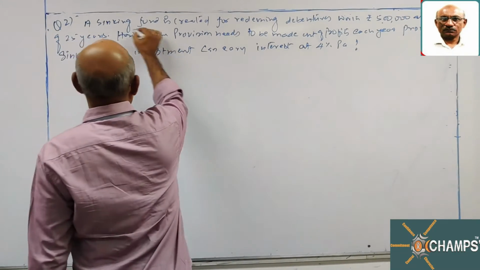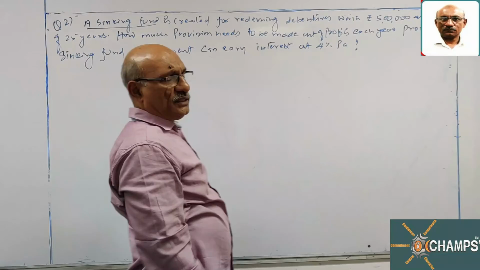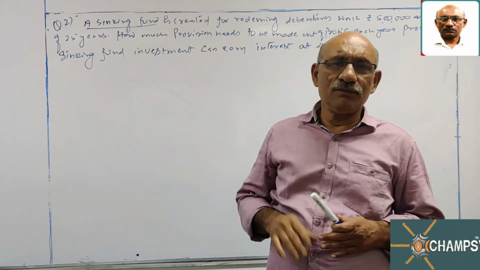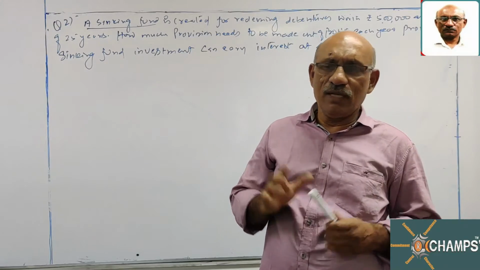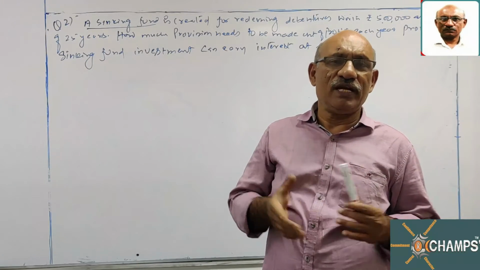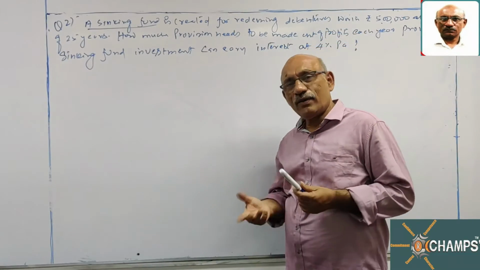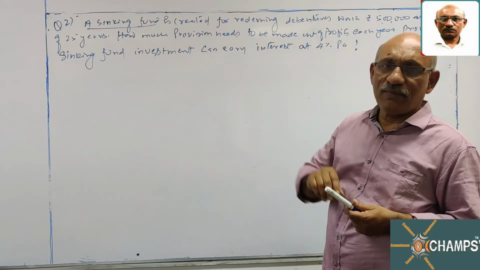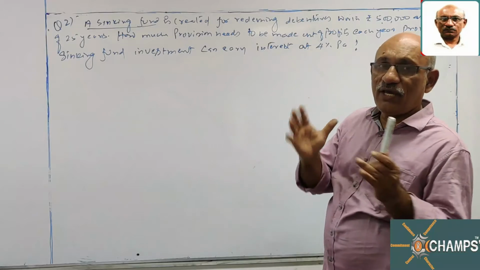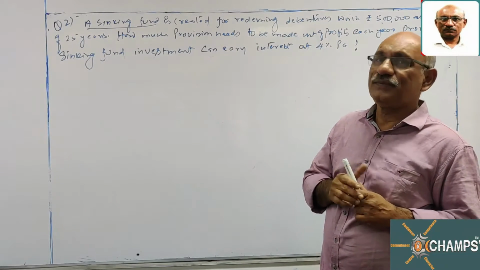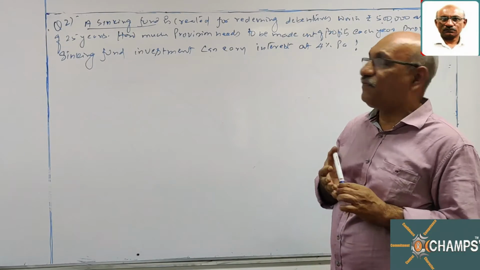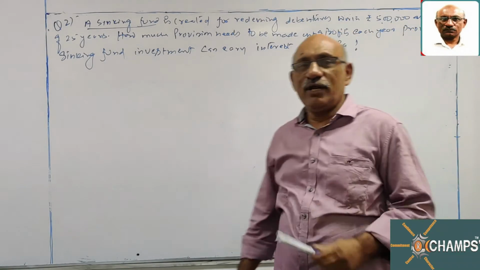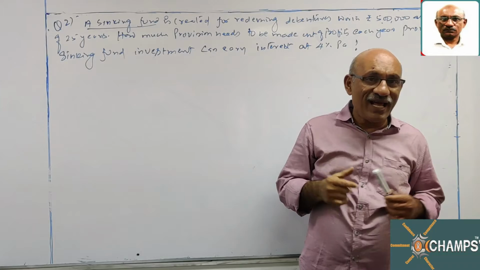A sinking fund is created. Just it is name of an account. Sinking fund account. At the end of each year, some fixed amount is deposited in this account. Whatever interest this fund is earning, that is also kept in the same one. This way you are developing a fund. For what purpose you need this fund? To redeem debentures worth of rupees 5 lakhs. It means you have to accumulate 5 lakhs.